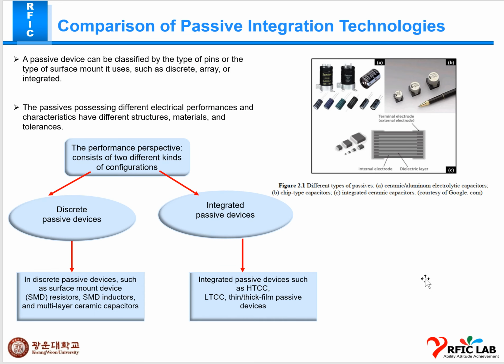Now this is a comparison of passive integration technology. In this, there are different types of passives: ceramic, aluminum electrolytic capacitor, chip type capacitor, integrated ceramic capacitor. In this, passive devices can be classified by type of pin or type of surface mount, such as discrete, array, or integrated. Passive processing has different electrical performance and characteristics, with different structure, material, and tolerance.